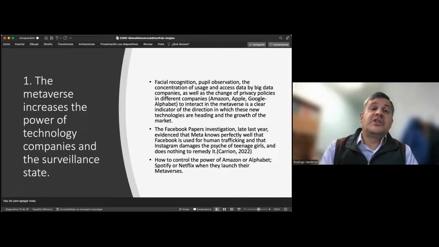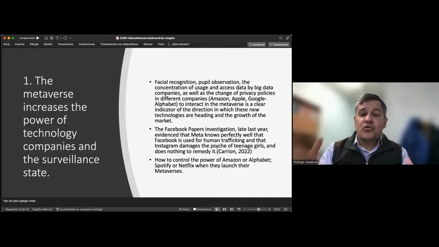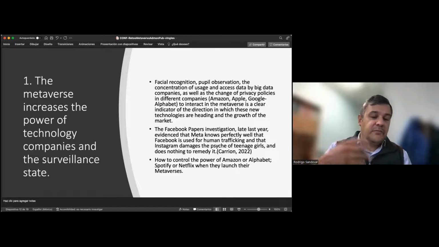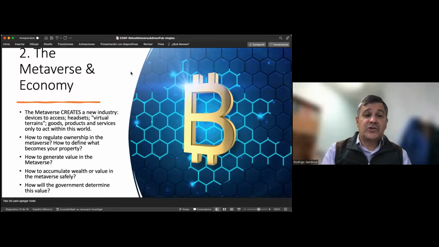so the question here for the governments or the public administration is how to control this power in the metaverse, how to control the impact of Amazon, Alphabet, Meta, or whatever into these concepts.